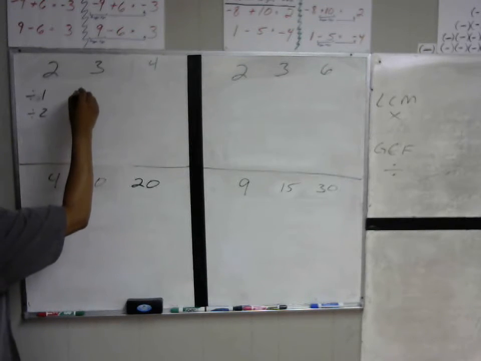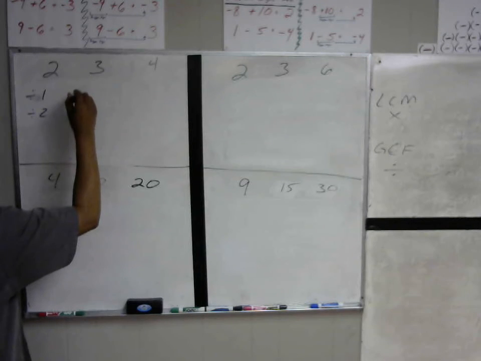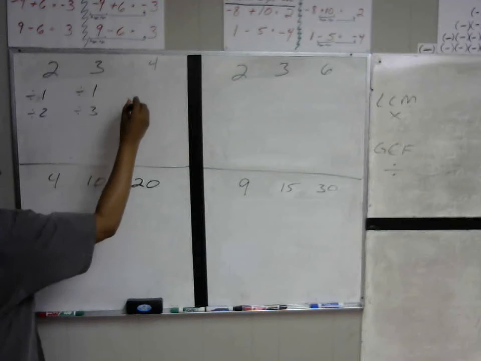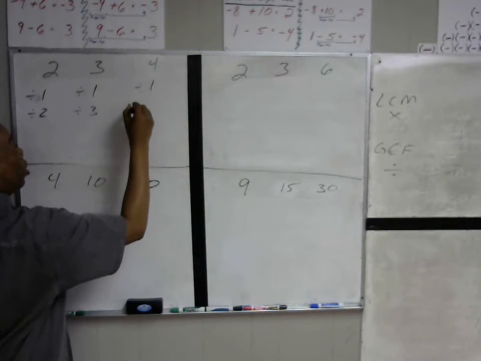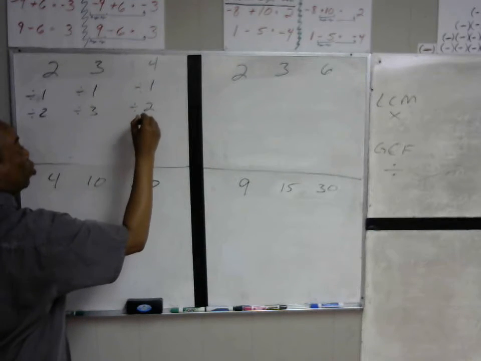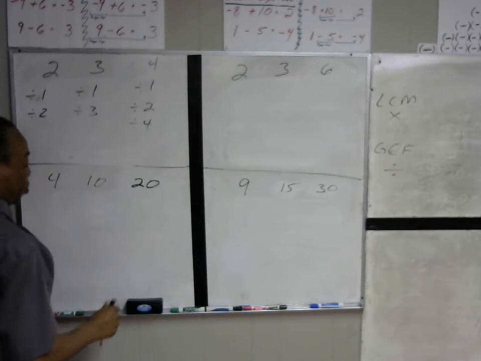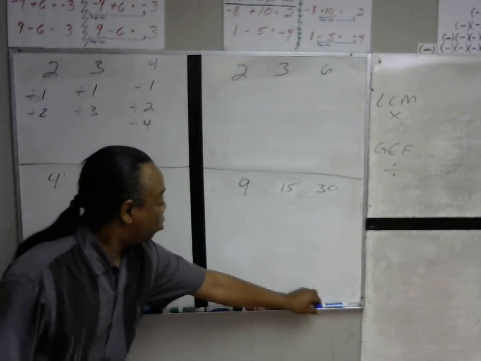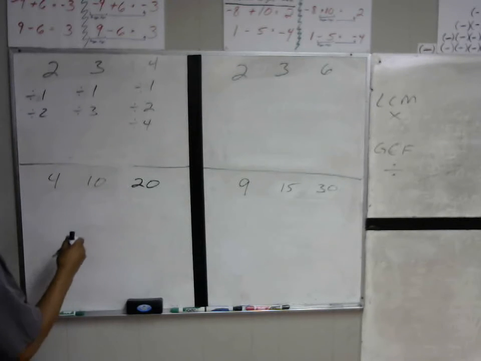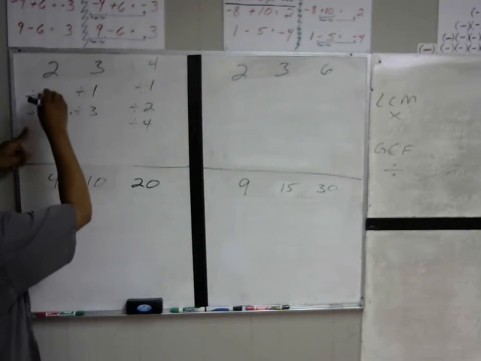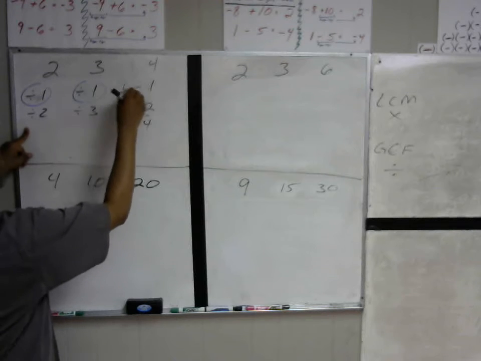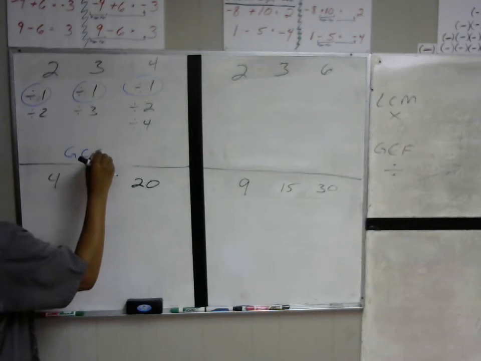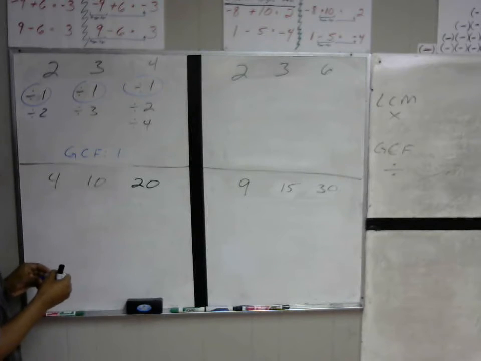3 can be divided by 1, and it can be divided by 3. 4 can be divided by 1, 2, and 4 itself. So what's common here? Well, the only thing that's common with all of them is 1. So with 2, 3, 4, the greatest common factor is going to be 1.